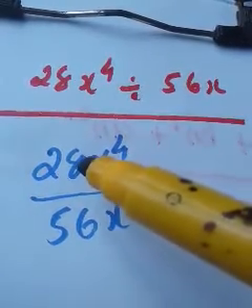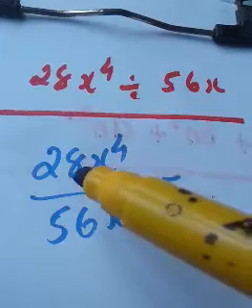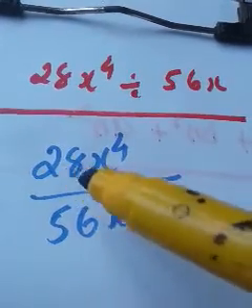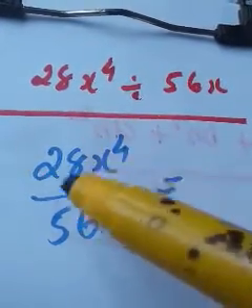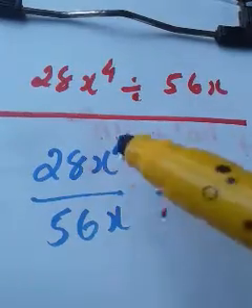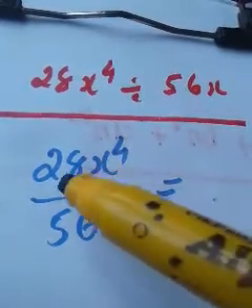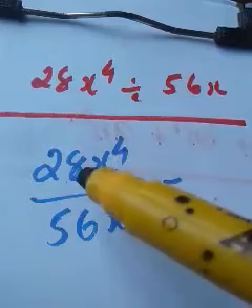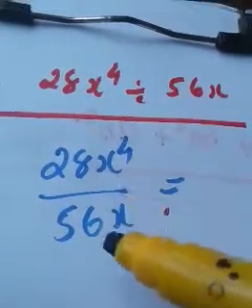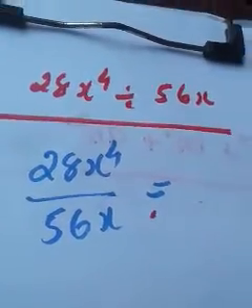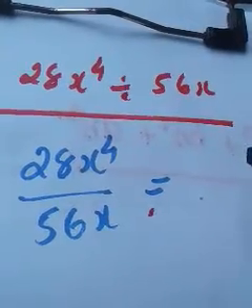No, because if the operation in between is multiplication, you have to count it as a single term. This is also a single term because here the operation is multiplication. 28 into x raised to 4. We can read it as 28 into x raised to 4. So in this question we can easily solve it very fast. Do you want to see that?